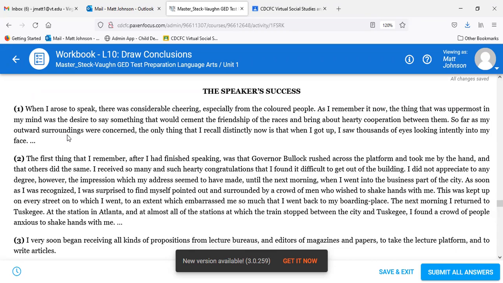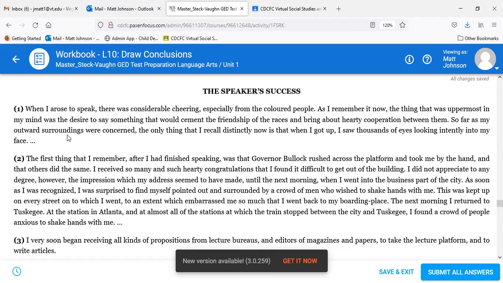I did not appreciate to any degree, however, the impression which my address seemed to have made until the next morning, when I went into the business part of the city. As soon as I was recognized, I was surprised to find myself pointed out and surrounded by a crowd of men who wished to shake hands with me. This was kept up on every street onto which I went, to an extent which embarrassed me so much that I went back to my boarding place.